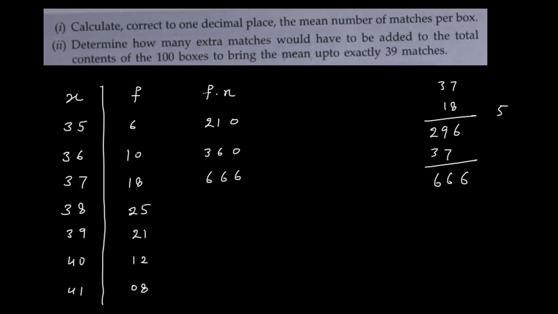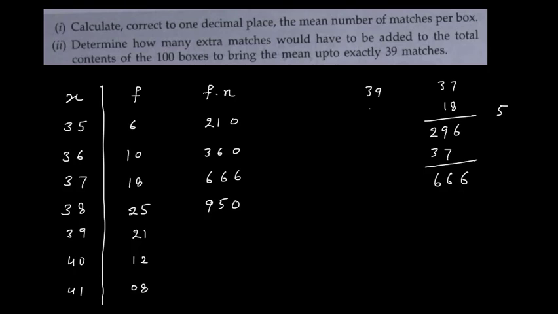Now 38 into 25. 25 4s are 100. 25 8s are 200. So you put 0, 20 carry. 25 3s are 75. 75 plus 20, 95. So it is 950.